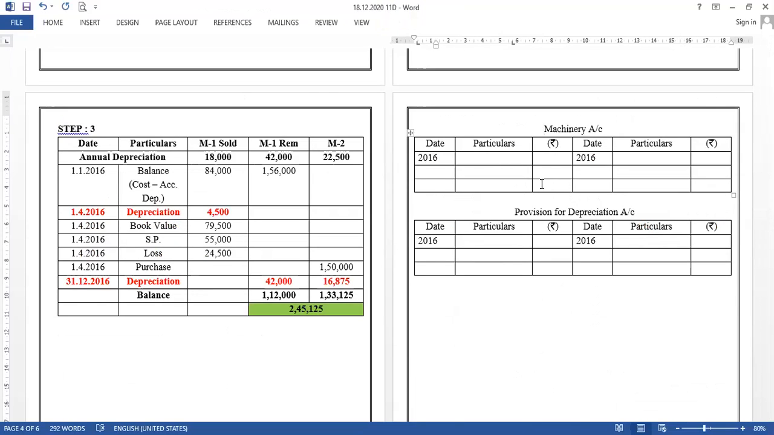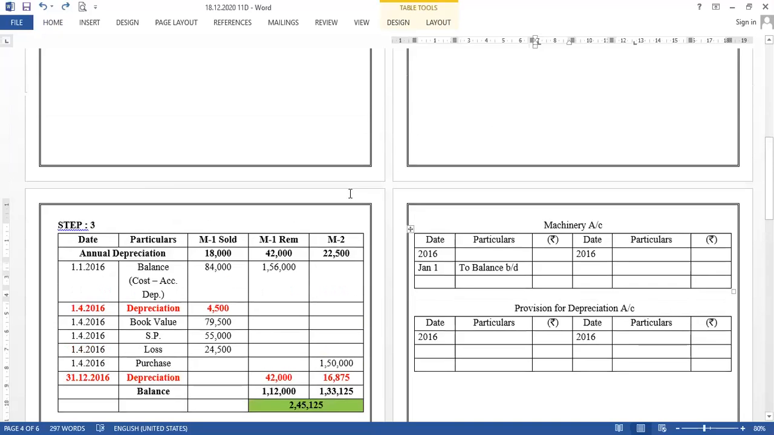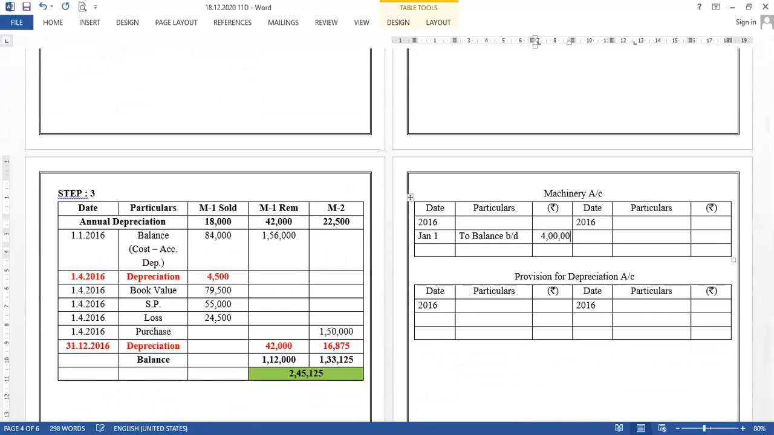With the help of step 3, we are going to have this machinery and provision for depreciation account, and this is just for 1 year, 2016, right? Machinery being an asset, I should write over here on the debit side, January 1 is the date, to balance BD. Right? To balance BD, the amount, that was rupees 4 lakh. So let me write 4 lakh over here, and the same thing over here again.